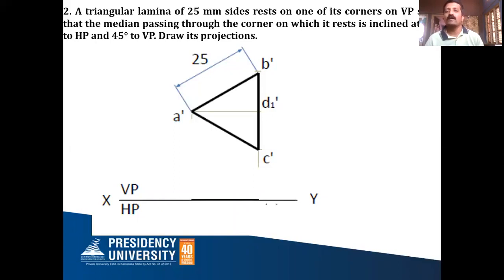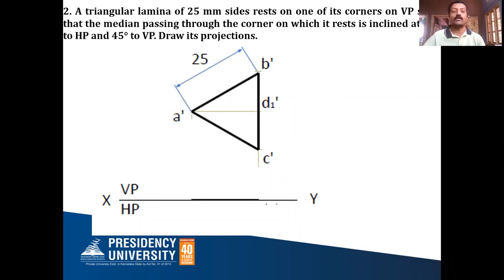That means always the regular polygon, in the sense all the sides are equal. So you have to consider the 25 millimeter side equilateral triangular lamina, which rests on one of its corners on HP. It is resting on a corner. Immediately it should come to your mind that I should write the corner left side. Then, it's not resting on HP, it is resting on VP. So resting on VP, in the front view I should write the true shape diagram.